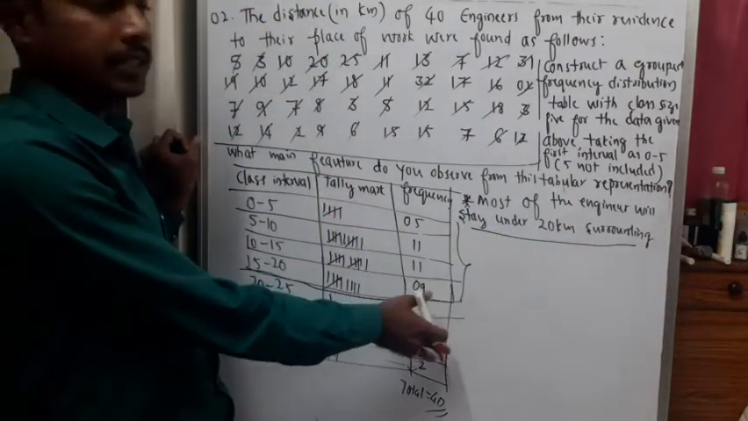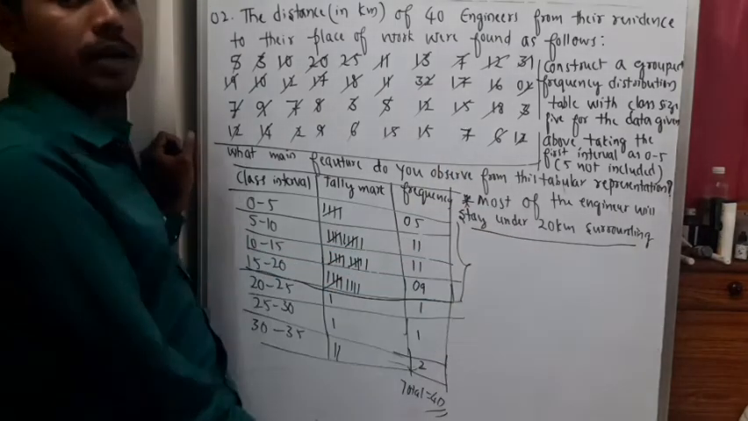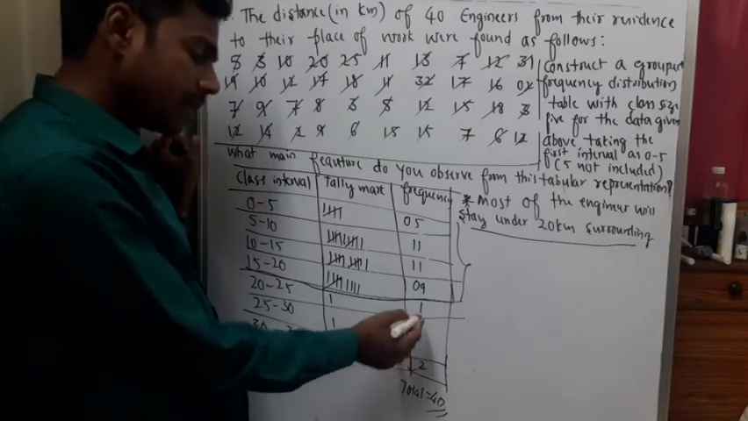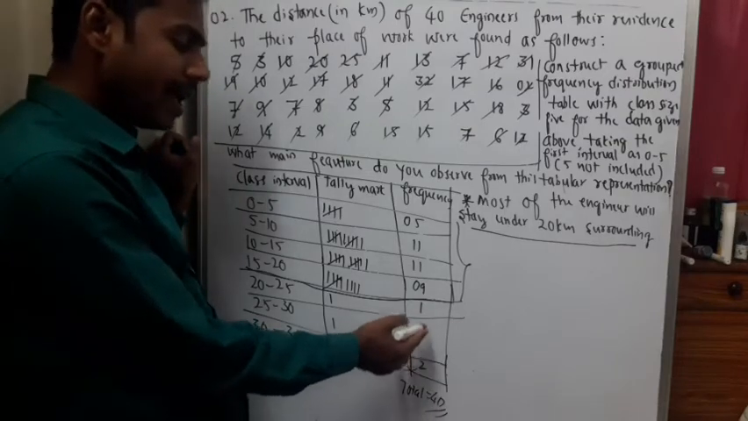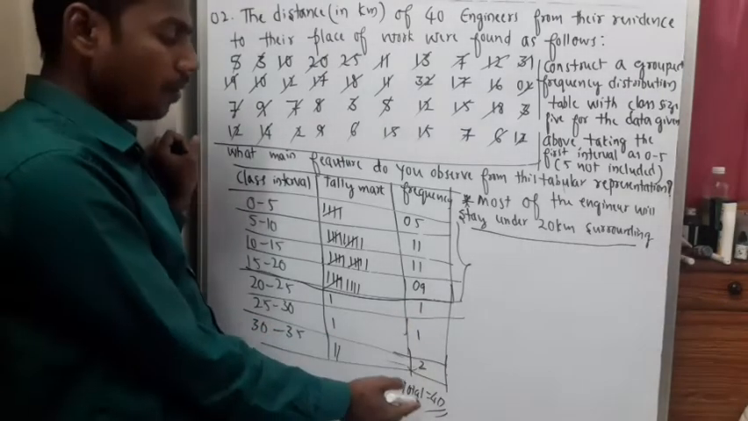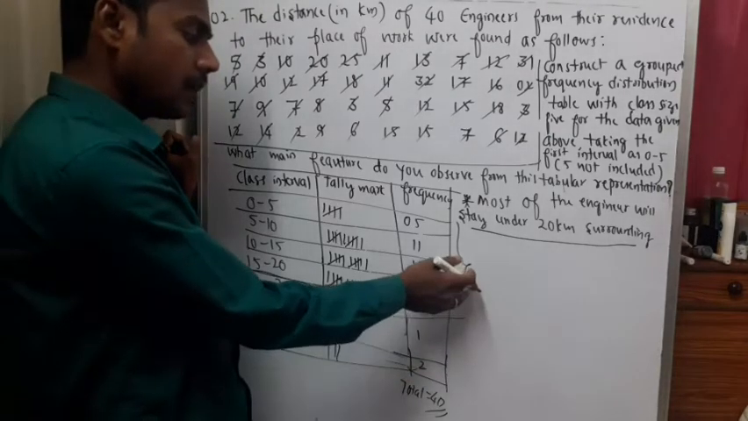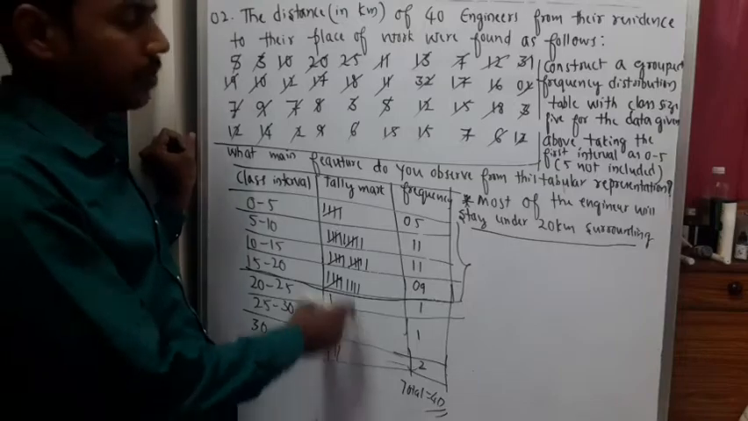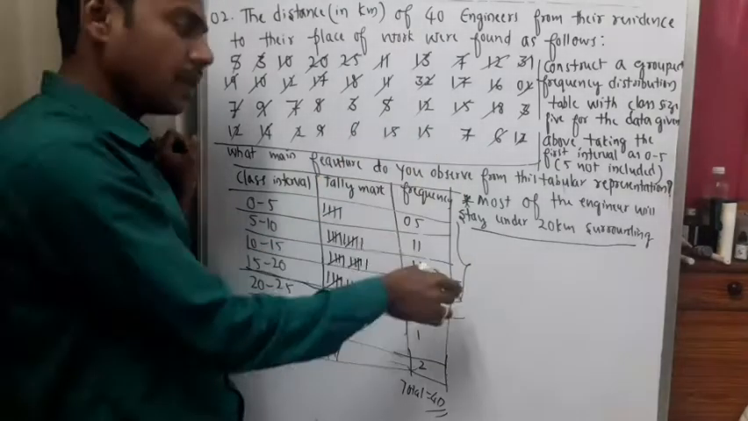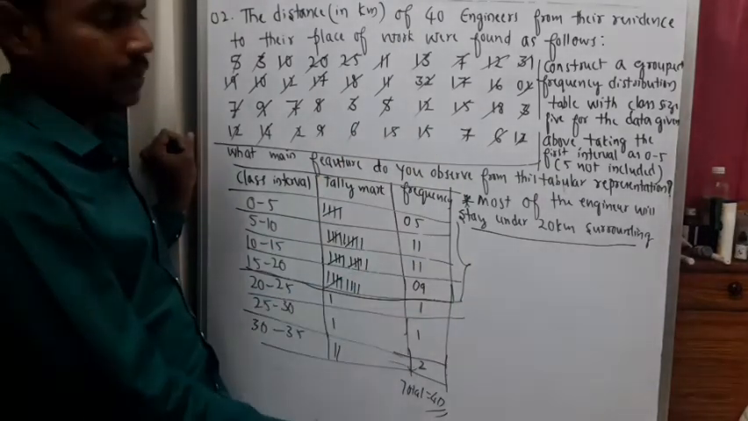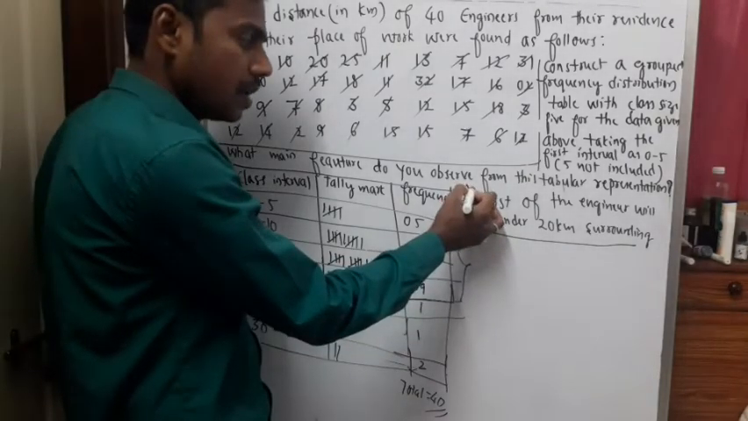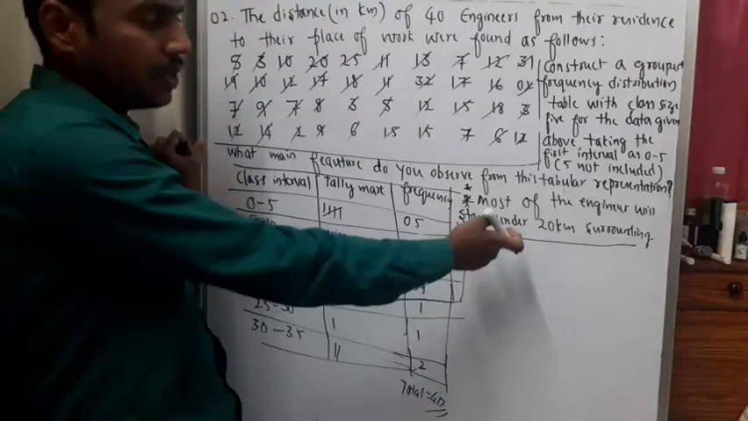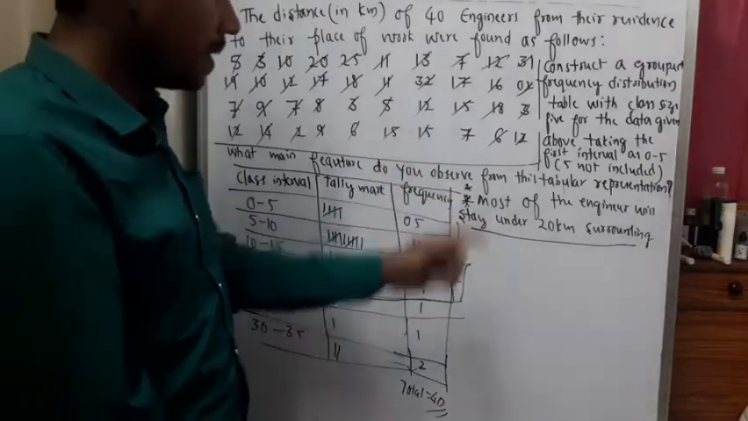You can give your own conclusion in your own way. Or else you can say that only a least number or rare number of engineers stay in the surrounding which is more than 20 kilometers. That can be your conclusion. Based on your observation you can give a conclusion. There is no particular answer for this. Okay, so please note this down.